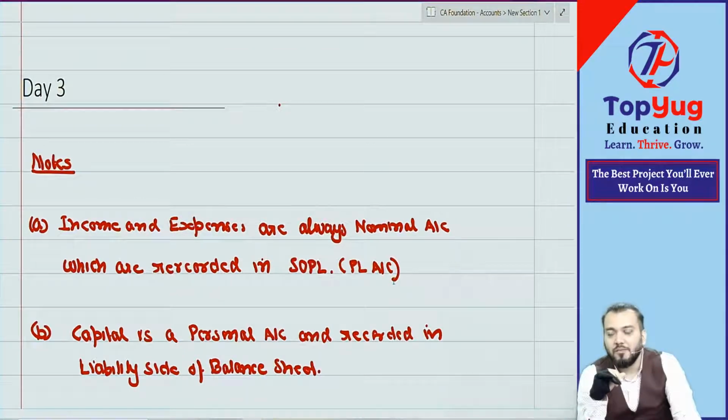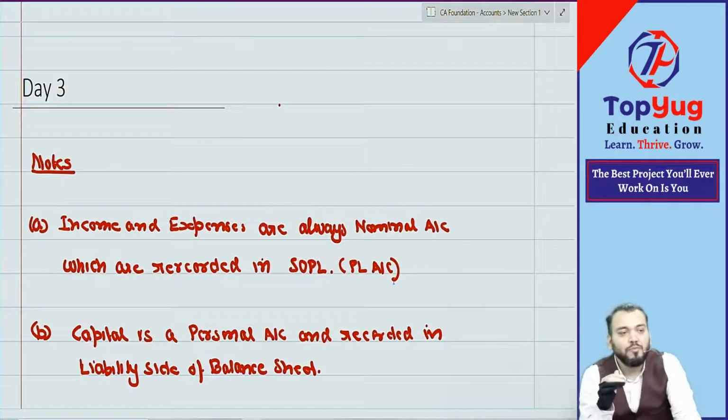Traditional approach. What are the three accounts? First is personal account, second is real account, third is nominal account. Personal account means what? Which relates to any person. It can be either natural, artificial, or representative personal account. Correct. Second, real account means what? All assets of the business, except receivables. Correct. A nominal account is all income and expenses.